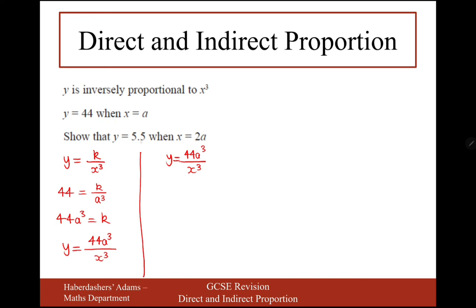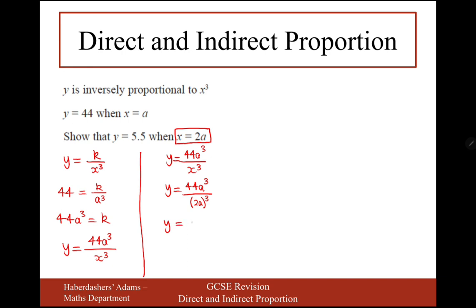Show that y equals 5.5 when x equals 2a. So what I'm going to do is replace x with 2a and show that it comes out to be 5.5. So y equals 44a cubed over 2a cubed. So that 2 and the a need to be cubed.